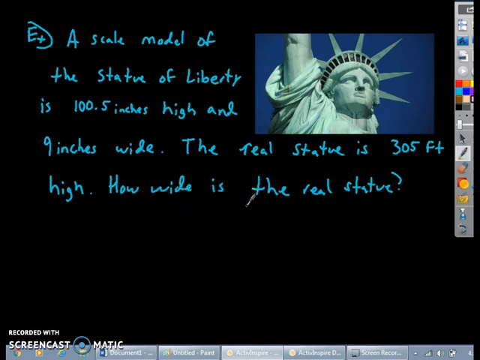Alright, it's really useful. They say it's a scale model, meaning that the actual model is to scale, as in the size is proportional. So by saying it's a scale model, that means the measurements are proportional.